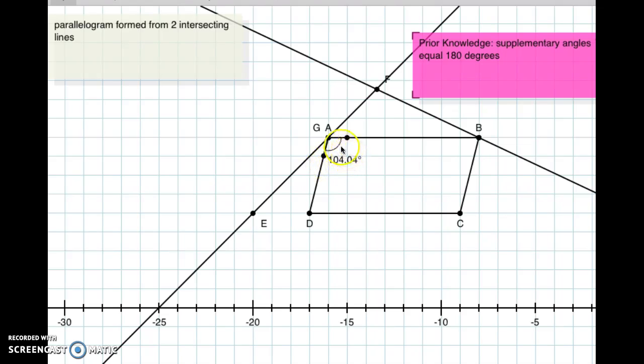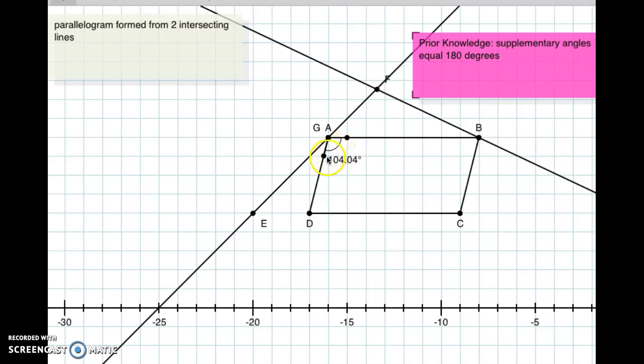And so looking at angle A, this parallelogram was formed by the two intersecting lines. I guess this would be E and G, I'm not sure. And then this intersecting line over here. But my focus is on looking at the parallelogram.